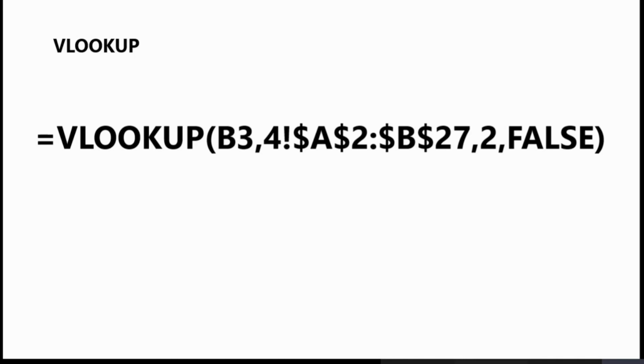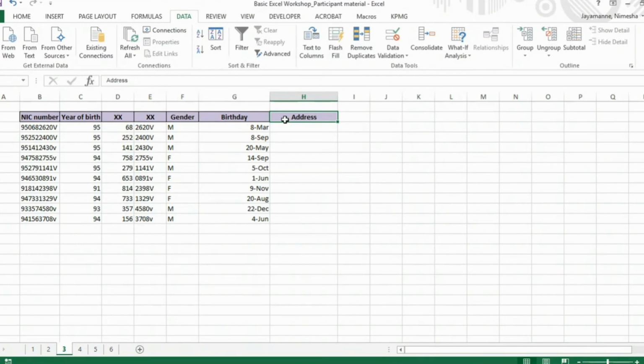So in VLOOKUP, if you look at this function here, it might look confusing to you. So let me go back to my Excel file and show you how you can carry out a VLOOKUP function. Here I have a list of people. I need to get their addresses.